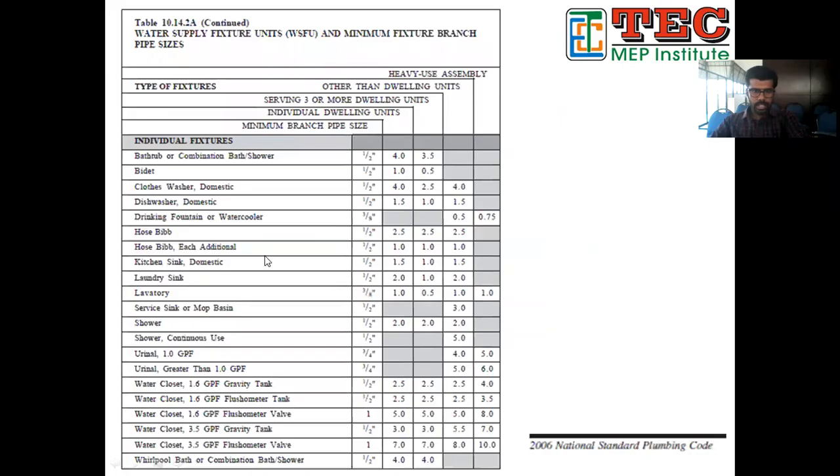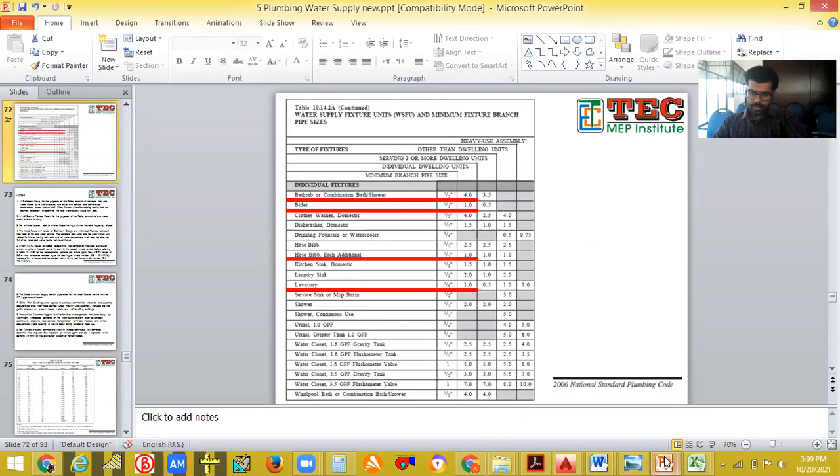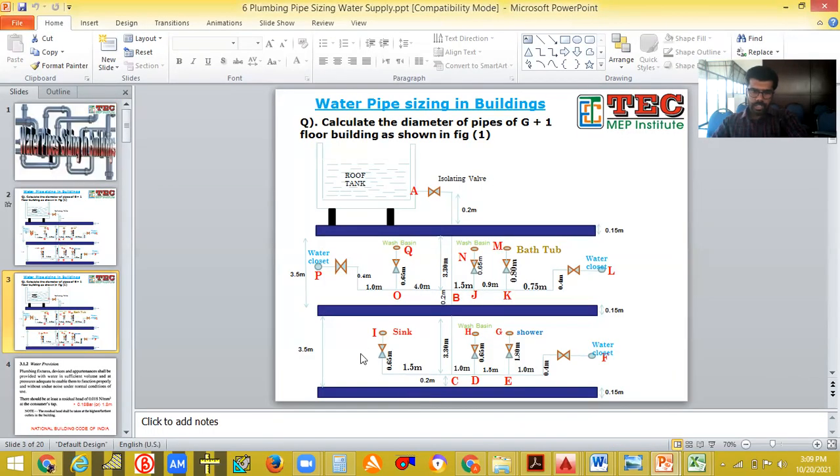So the minimum pipe size of a sink is half inch. 1.5 is the fixed unit. So half inch is the pipe size.